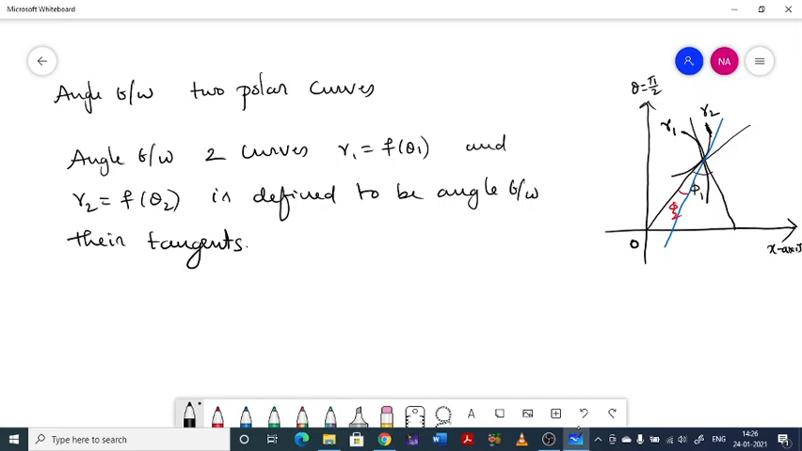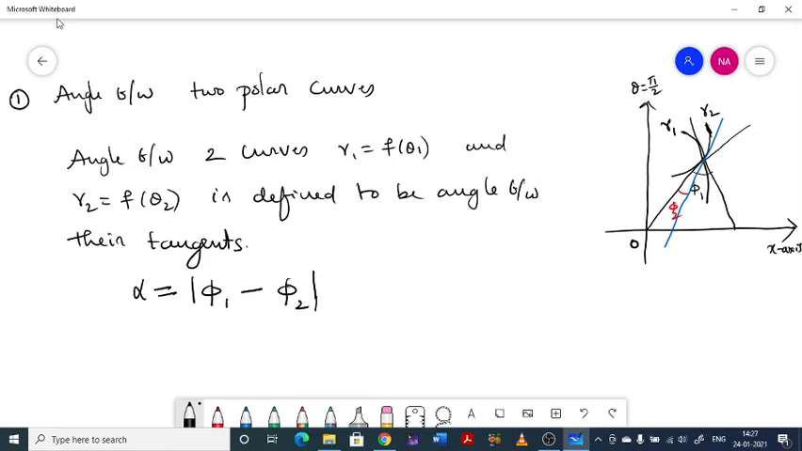Then take the difference. That difference will be taken, instead of the angle between the tangents, as the angle between the given pair of curves. So here the angle of intersection, denoted by alpha, will be equal to modulus of phi 1, the angle between the radius vector and the tangent of the first curve, minus phi 2, the angle between the radius vector and the tangent of the second curve. This is one important point we have to note down.